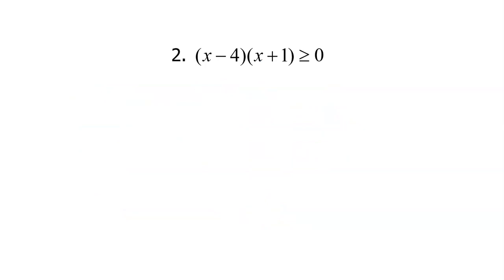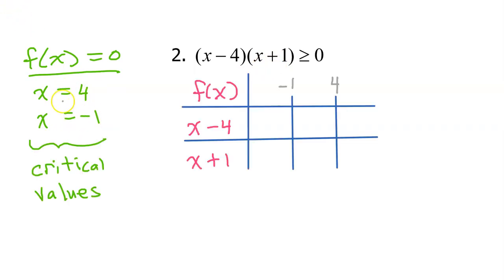Problem number 2. We start by asking ourselves, where is f of x equal to 0? So this is already in factored form, so we can see that f of x will equal 0 when x is equal to positive 4 from the first factor, and where x is equal to negative 1 from the second factor. Again, put these critical values in order on a number line across the top of your sign chart. Make a row for each factor of your function. Now we decide whether these factors are positive or negative in each interval.